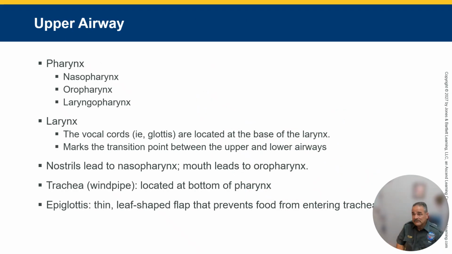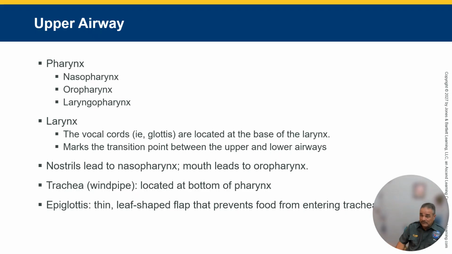Pharynx, okay, that includes the nasopharynx, oropharynx, and the laryngopharynx. The larynx is the area where your vocal cords are. Okay, the glottis is the hole or the opening. They're located at the base of the larynx. It marks that transition point, okay, between the upper and lower airways. Nostrils lead to the nasopharynx, and the mouth leads to the oropharynx.